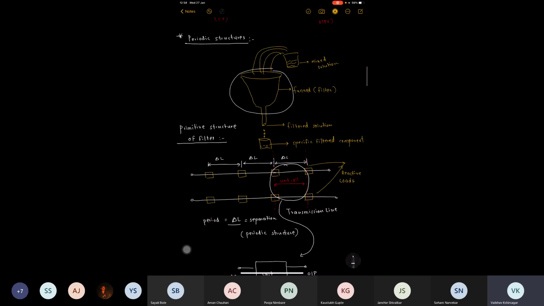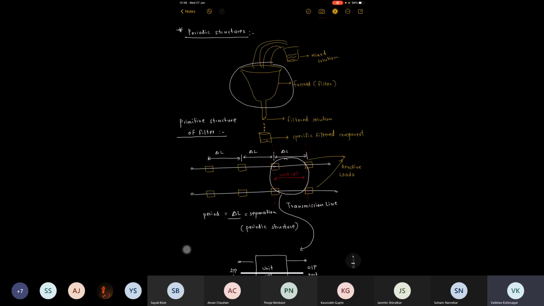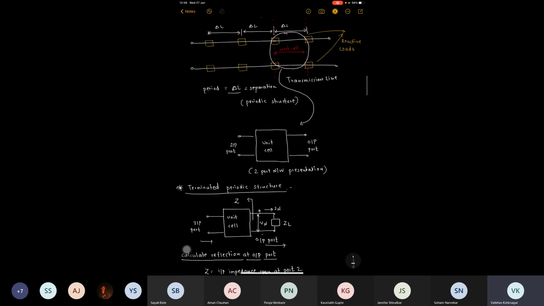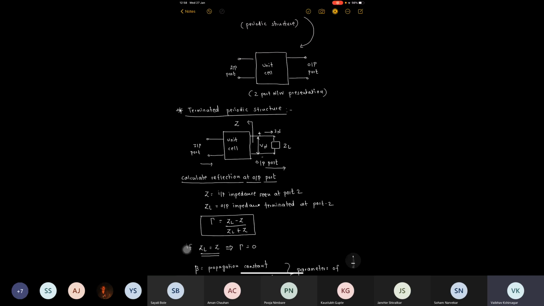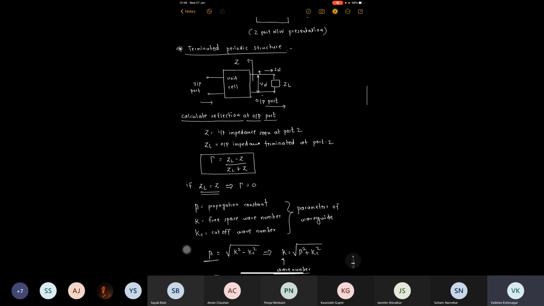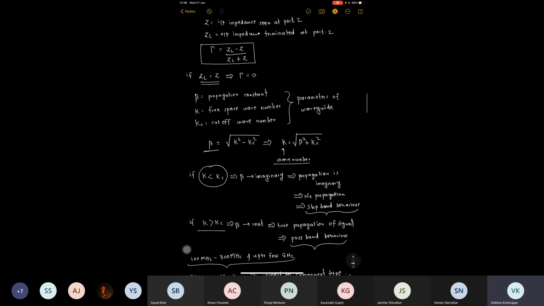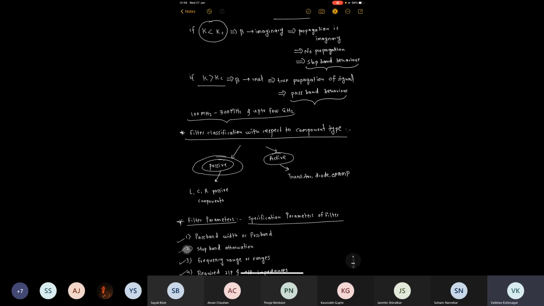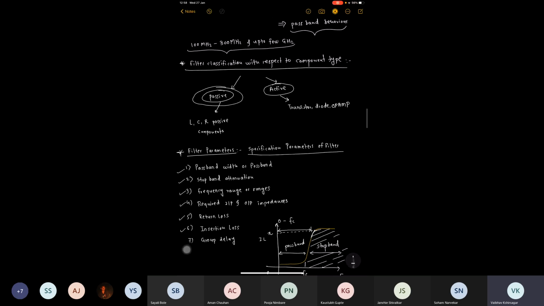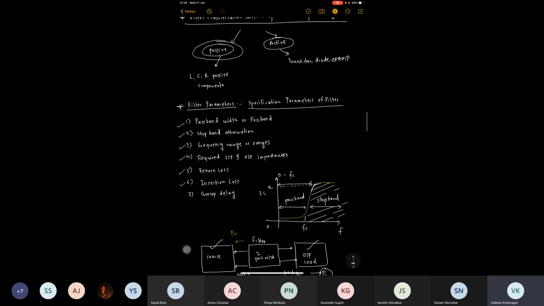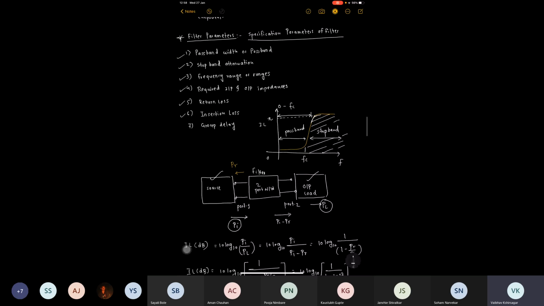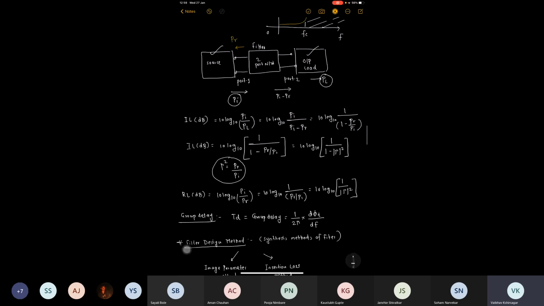Then we discussed periodic structures, their importance, how they are useful in the construction of filters, and how they are represented by a unit cell. Then we discussed what happens when we terminate the periodic structure, the reflection coefficient concept, and the passband and stop band properties exhibited by the waveguide parameters. Then we came to the classification of filters in terms of passive and active components. We discussed the different filter parameters with which the characteristics of a filter are specified. We defined them all, especially the insertion loss and the return loss.